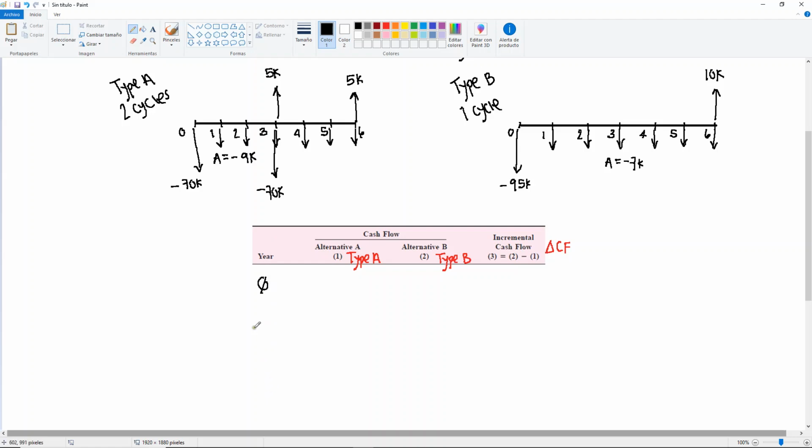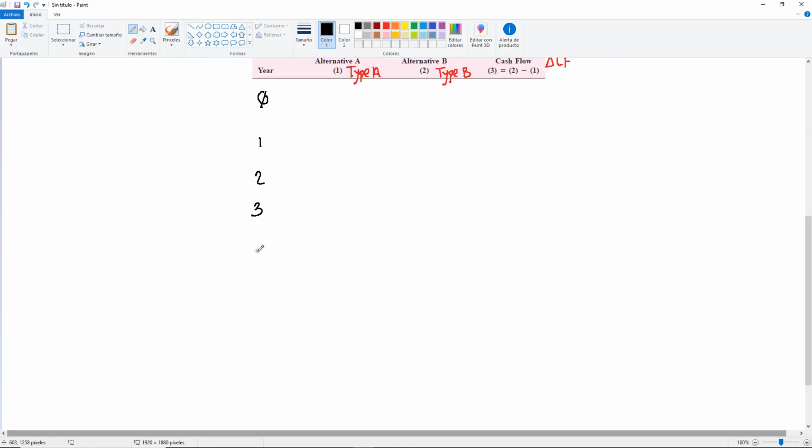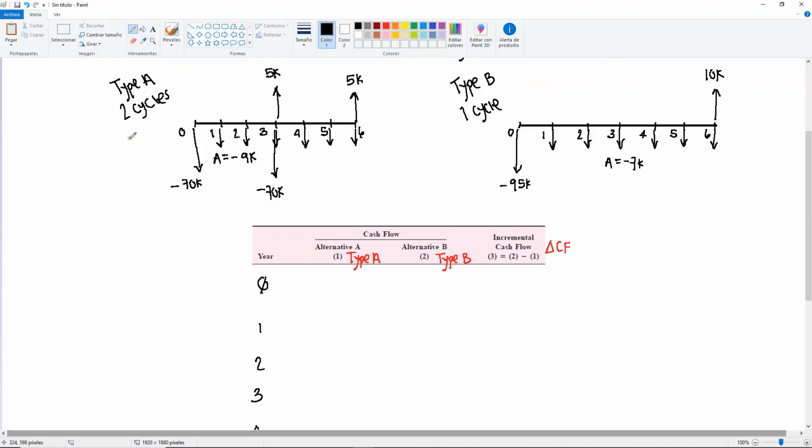So we would have to do year 0, year 1, year 2, year 3, year 4, year 5, and year 6. You would have to put year by year whenever you have the LCM. Now that we're looking at the diagrams, we know that in year 0 for type A, you have minus 70,000, and in year 0 for type B, you have minus 95,000.